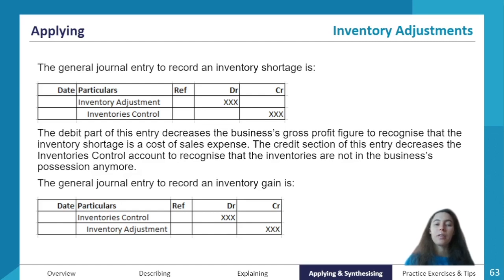And then it's the opposite for when we've got a gain. So the inventories are going up. That's an asset account. It's more than what we expected. It's going up. And the expense account is going down.